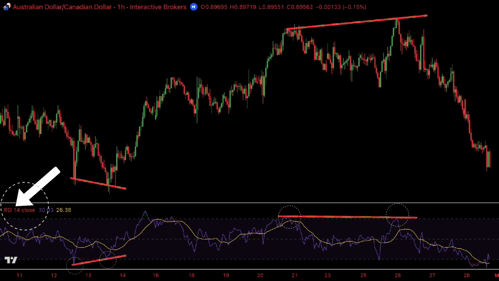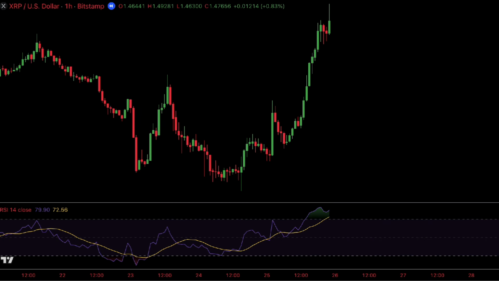By combining RSI divergence with overbought and oversold conditions, we can filter out weaker signals and focus on higher quality reversal setups. Let's look at this example. As you can see, price is making lower lows while the RSI is making higher lows. This is known as a bullish RSI divergence. Notice that the divergence occurs below the 30 level, which tells us that the market is in an oversold condition. This doesn't guarantee that the market will reverse immediately, but it does tell us that bearish momentum is weakening and that buyers may soon step in.